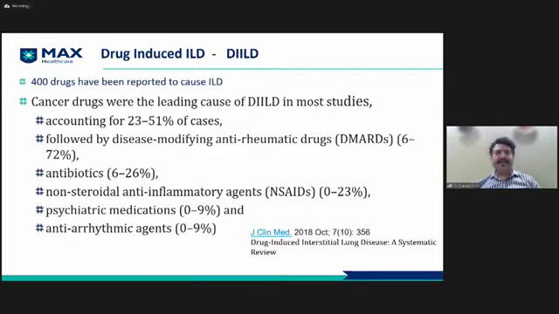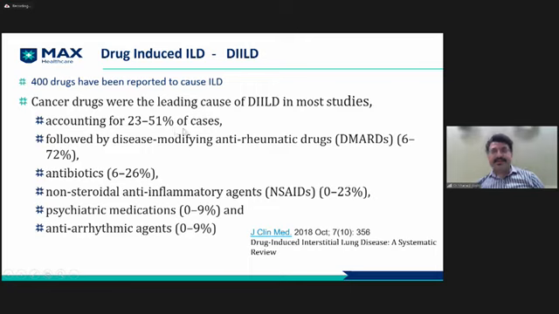Coming back to the second part of my presentation, which is about drug-induced ILD. Just a brief introduction from the Journal of Clinical Medicine. More than 400 drugs have been reported to cause ILD or interstitial pneumonitis. Most notorious are the cancer drugs, the commonly used neoplastic drugs. The most notorious drugs are nitrofurantoin, which is an antibiotic, and the antiarrhythmic amiodarone.